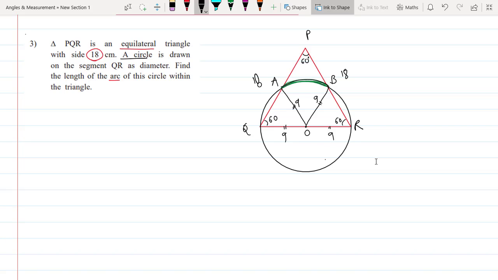Okay. Now see here, this is 60 degrees, and this will also become 60 degrees, because this is an isosceles triangle. Because of these 9 and 9, these two angles become 60 degrees. So here also we have 60 degrees. If this is 60 and this is 60, obviously the third angle will also be 60 degrees. Is it okay, everyone? Now tell me what will be this angle.